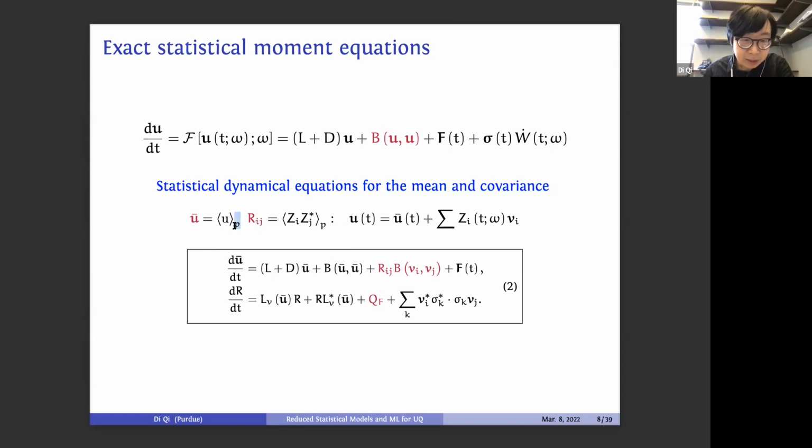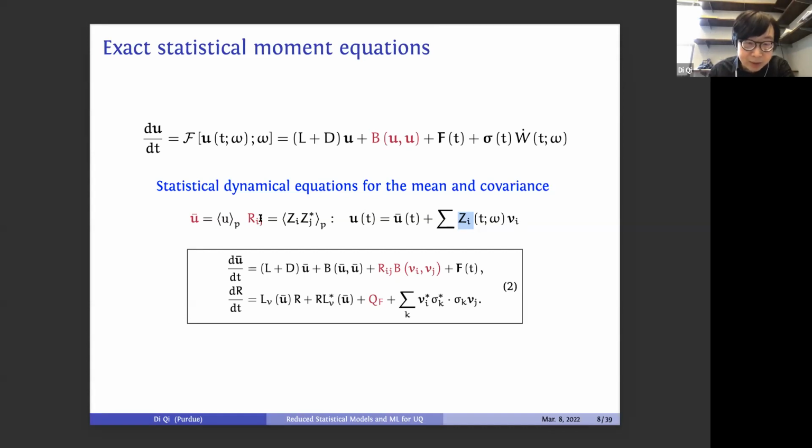So here P is the probability distribution characterizing U here. And so U bar is the mean of the state. And we usually do this decomposition for the state variable. So first separate the statistical mean state, and then we propose a set of bases here. And you can view the V_i as a POD basis fixed in time, and Z_i becomes the stochastic coefficients that characterize the uncertainty along each direction prescribed by the modes.